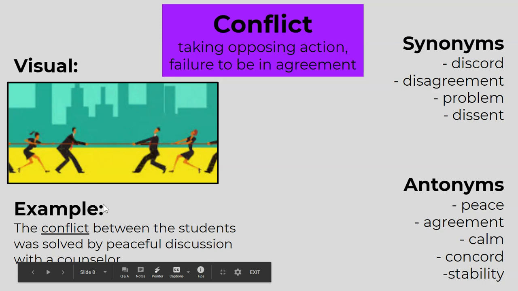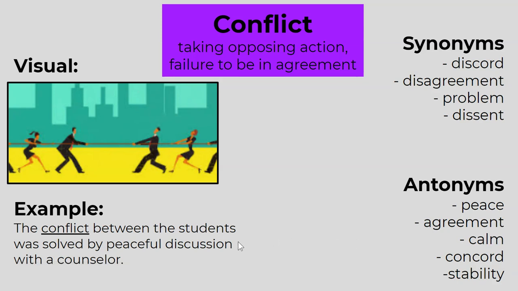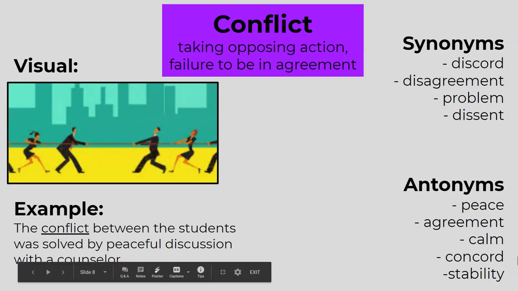And then we have an example sentence. The conflict between the students was solved by peaceful discussion with a counselor. That one's very student friendly, easy for students to understand. And then we have the opposite terms in the bottom corner.